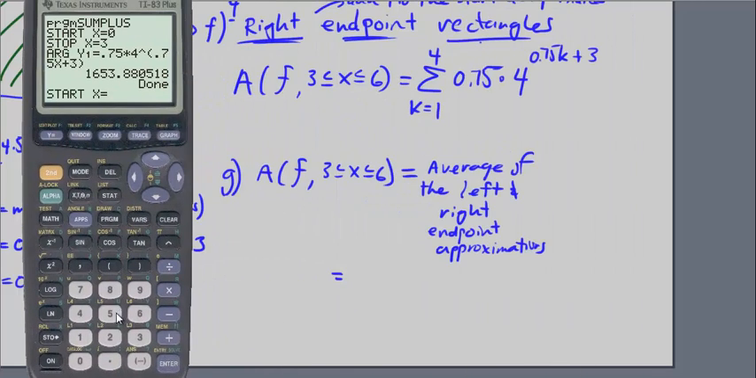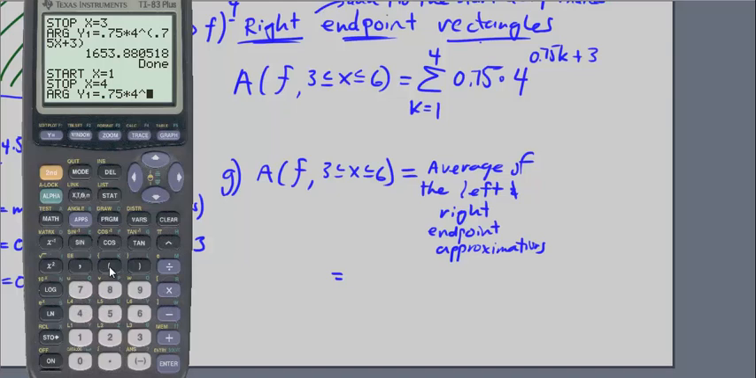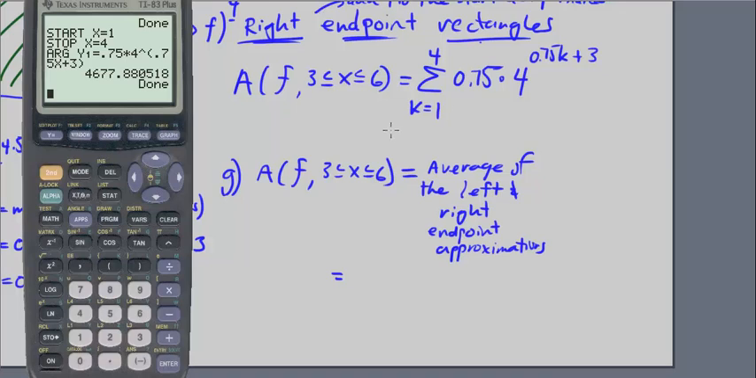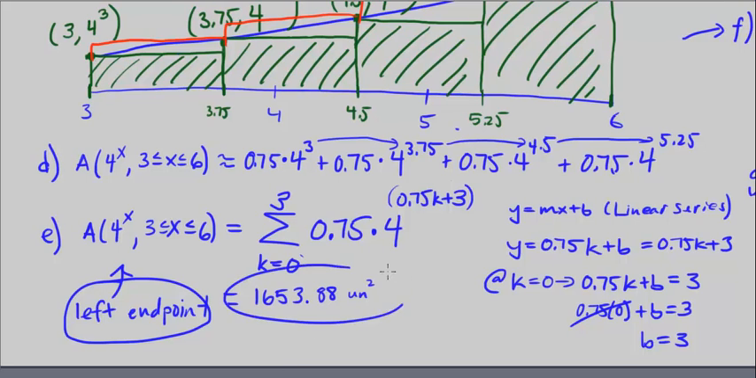And if we use the right endpoint over here in part F, what would that give us? Let's run it again. This time we're starting at k is 1 or x is 1, stopping at 4, and our expression is 0.75 times 4 to the power of, don't forget the parentheses, 0.75x plus 3. Okay, enter, and that's approximately 4,677.88 units squared. So that's the over approximation, and in part E, this was the under approximation.